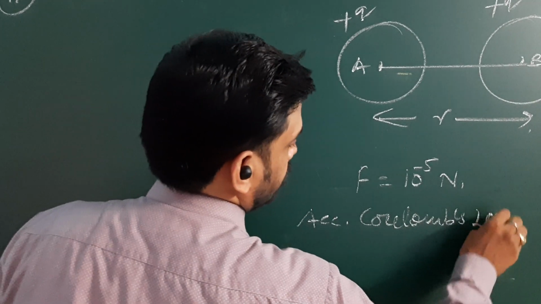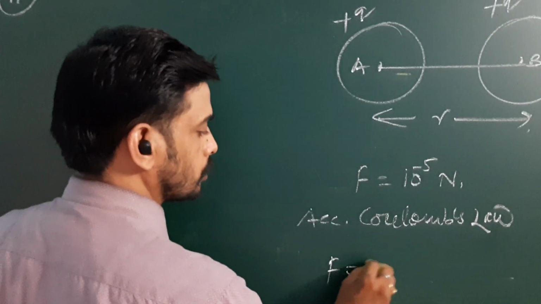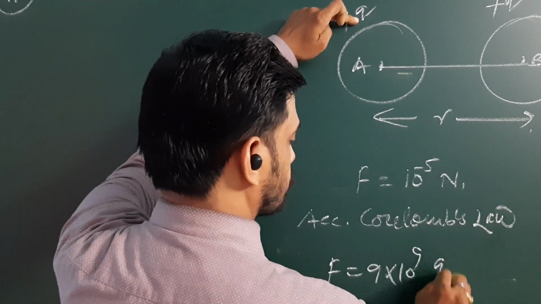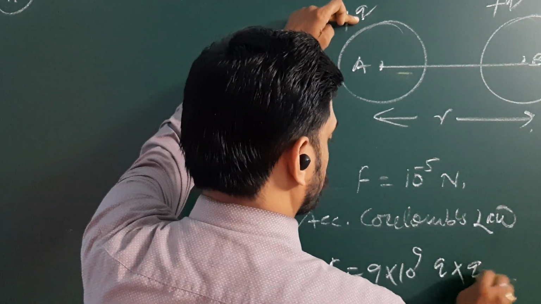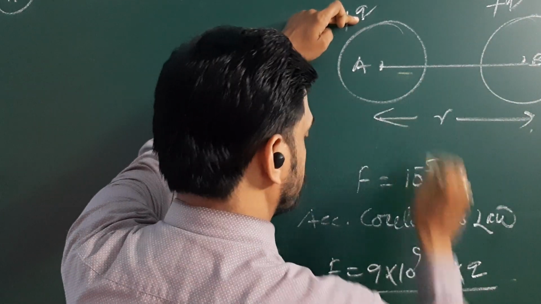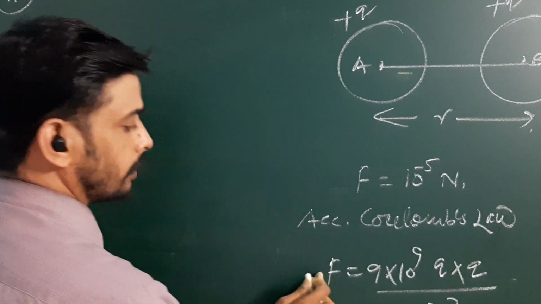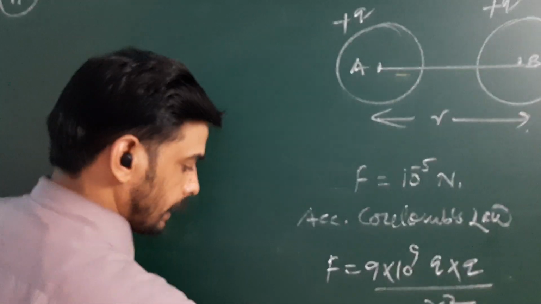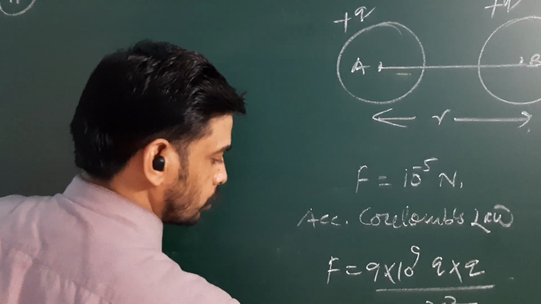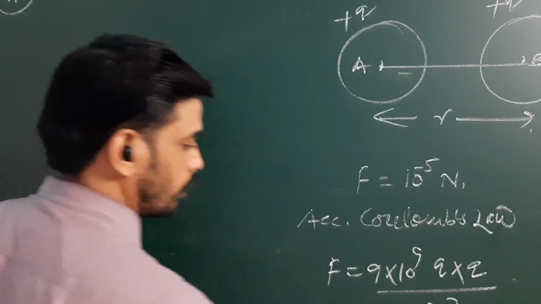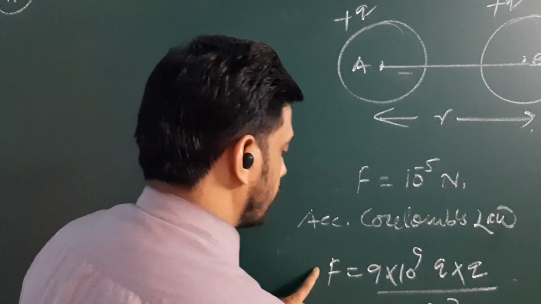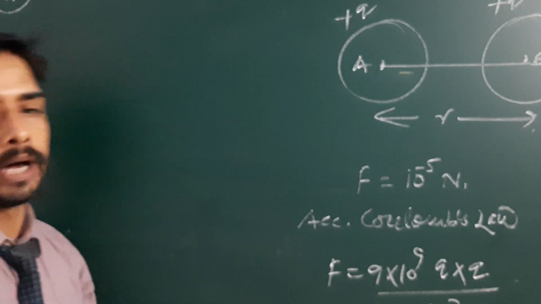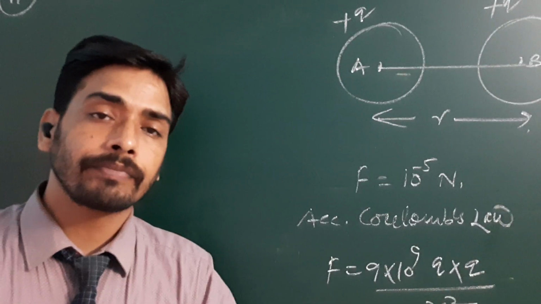So first, apply Coulomb's law. According to Coulomb's law, F equals 9 into 10 power 9 Q1 Q2 by R square. Both charges are Q, and the distance between these two charges is R. So we can write 9 into 10 power 9 Q square by R square equals 10 power minus 5. So that is question 1.